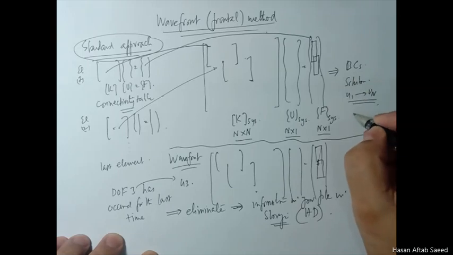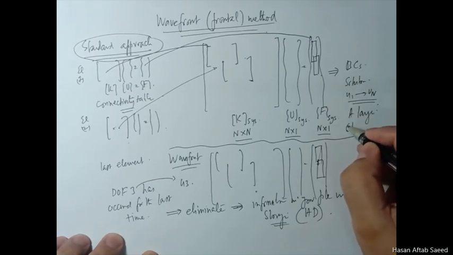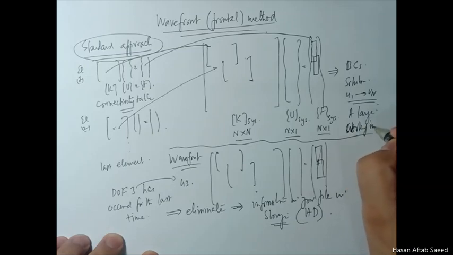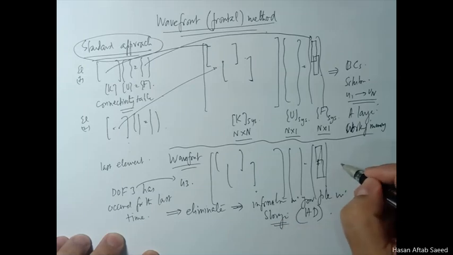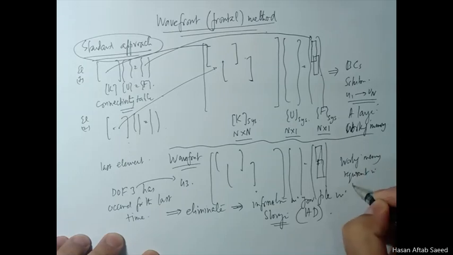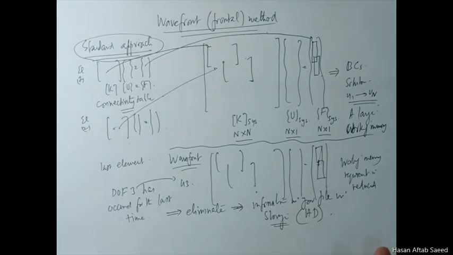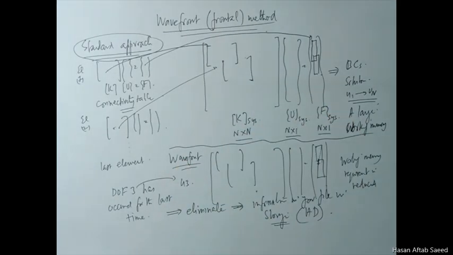Now here you need some space on hard disk, but you need it anyway. Here you need a large working memory. Here working memory requirement is reduced. So this is, in a nutshell, your wavefront method. This is just an introduction.